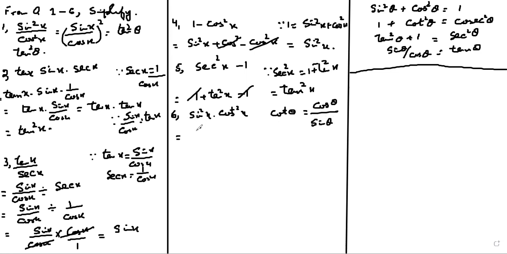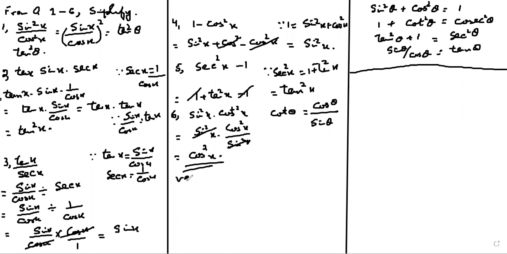So this is equal to sine square x times cotangent's value, cosine square x divided by sine square x. And we have the answer, cancelling sine square x with the sine square x. We are left with only cosine square x, which is our final answer. And this finishes our first 6 questions, and the 6th question is verified.